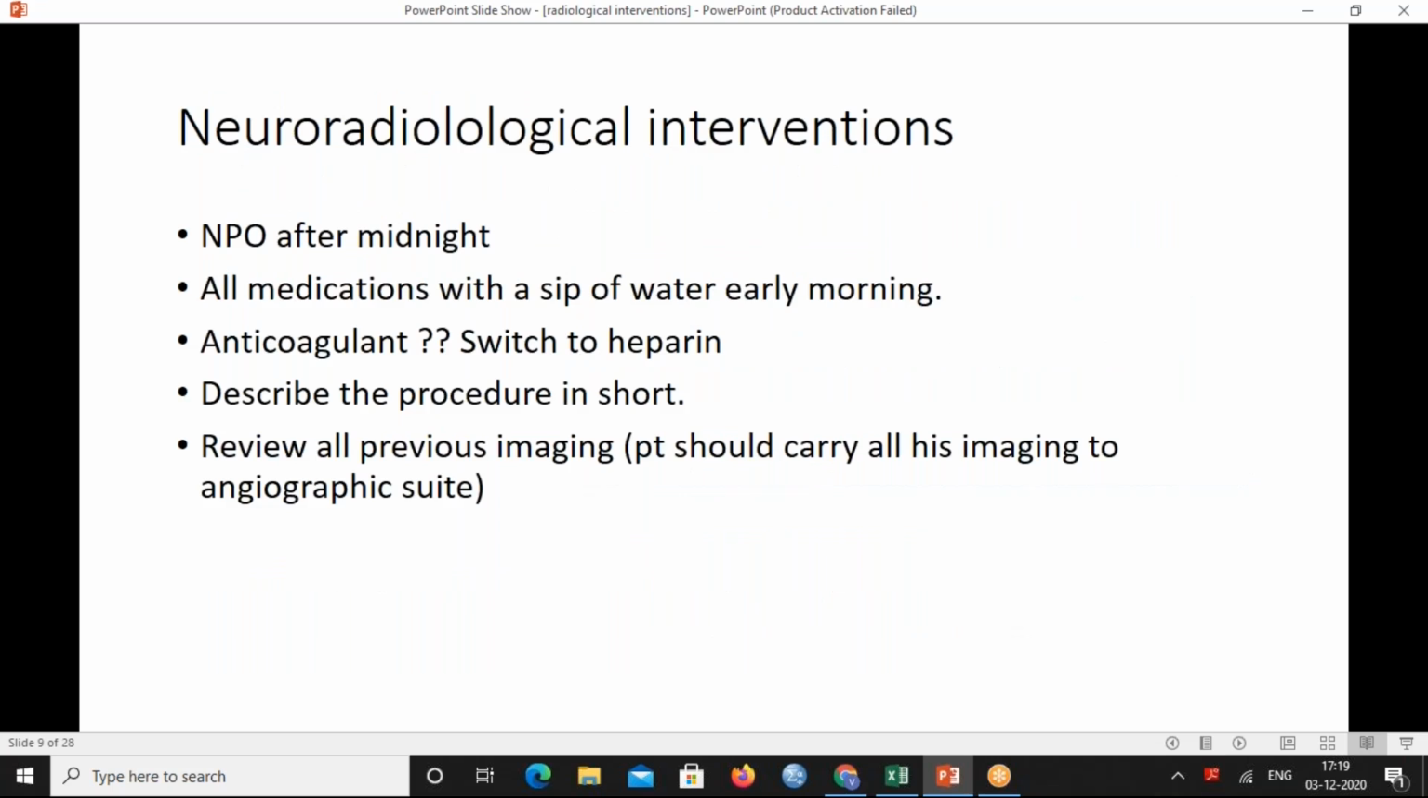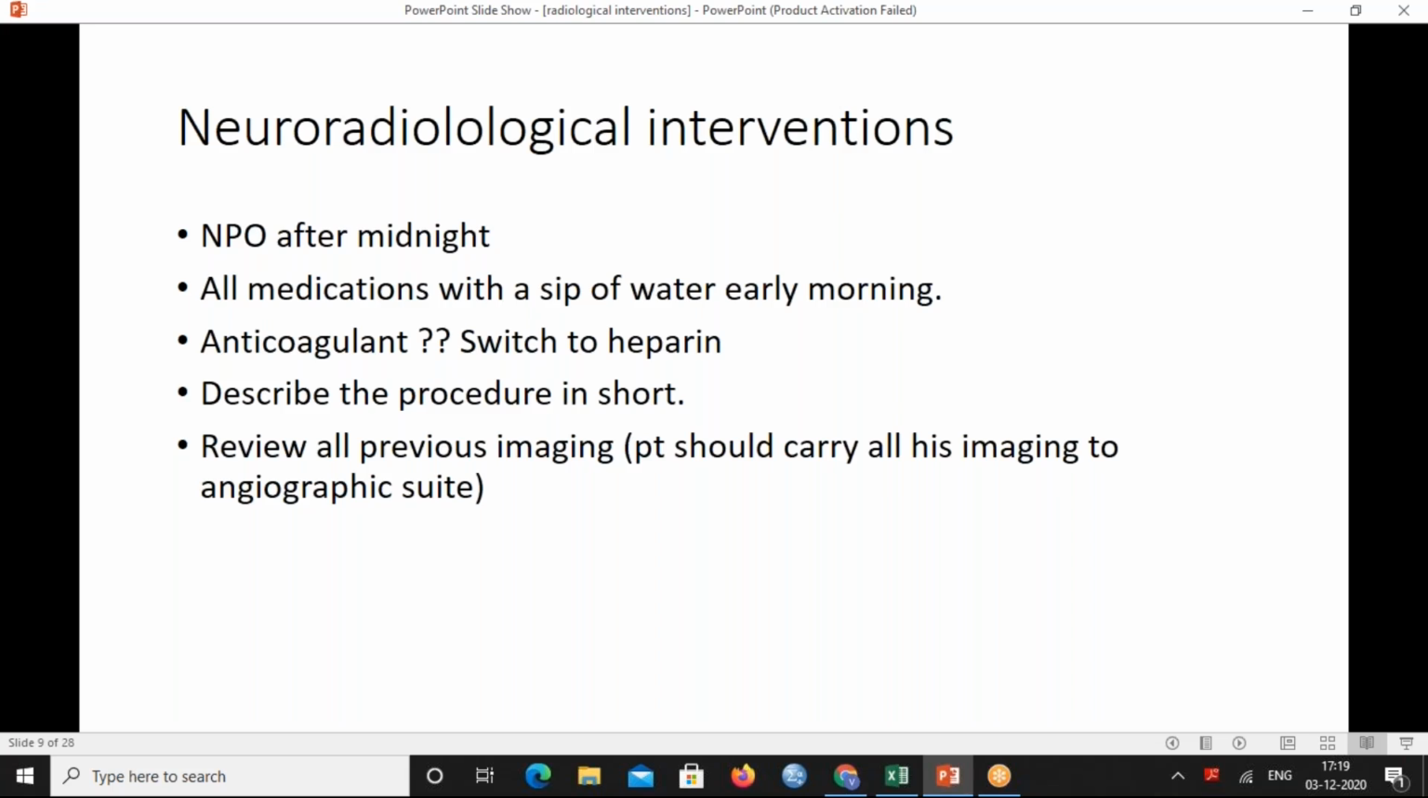For neuroradiological intervention, nil orally after midnight is required. For any therapeutic procedure which is to be done under general anesthesia, nil orally for 6 to 8 hours, 8 hours for solid and 6 hours for liquid, is definitely required. All medication with a sip of water is to be taken early morning at 5 a.m. or 6 a.m. The patient should take all antihypertensive or any antiepileptic medication which the patient takes in the morning. Again, for the anticoagulant, it's better to switch to heparin if possible.